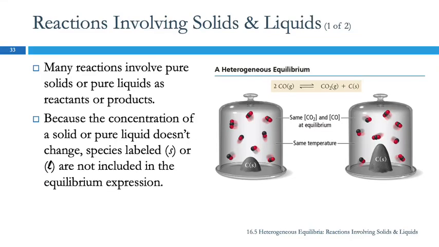Well, not all chemical reactions have just gases for reactants and products. A lot of reactions are going to have solids or liquids as the reactants or products. So then what do we do? Well, when a solid or a liquid reacts, does the concentration of the part that's left change?